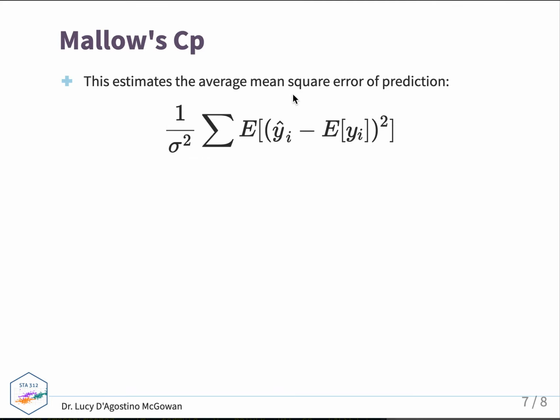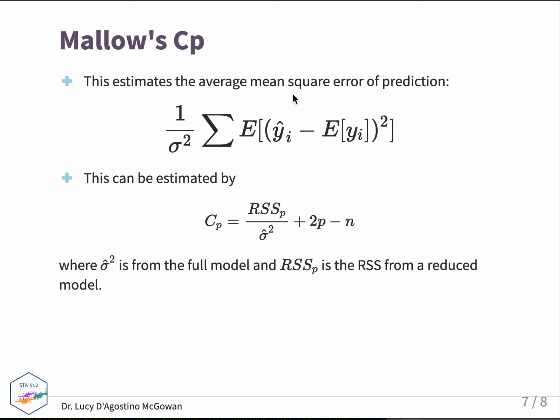Okay, Mallows Cp. This is another way that we can compare predictive models. This estimates the average mean square error of prediction, and it can be estimated by this equation. You take the residual sum of squares of your smaller model, and you divide it by sigma hat squared from your full model, and then you add 2p minus n. That sigma hat squared is from the full model, the larger model that you're comparing to. And the residual sum of squares p is the residual sum of squares from a reduced model.